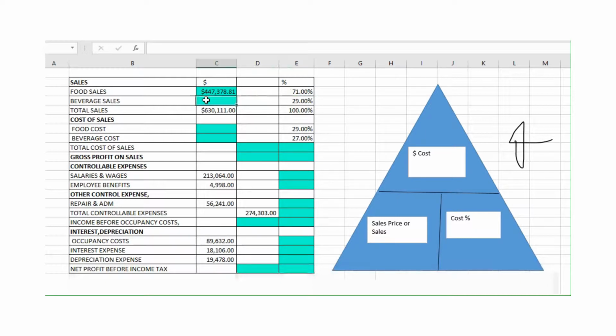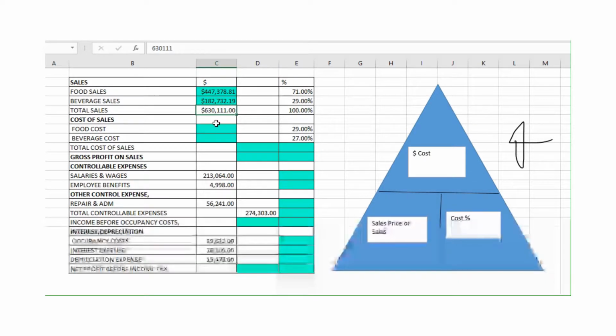In a very similar way, we do the same thing with our beverage sales. We take our total sales and multiply it by the percentage of total sales that is our beverage. So we take our total sales and multiply by 0.29 or 29%, and we get a beverage sales of $182,732.19.